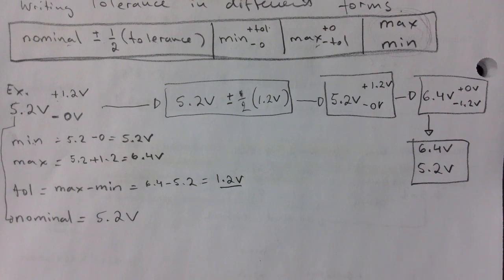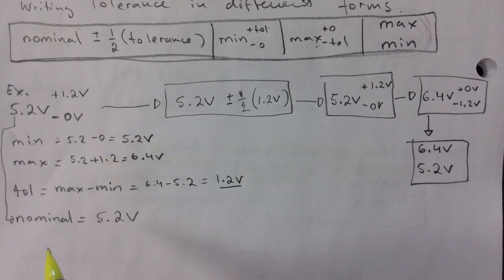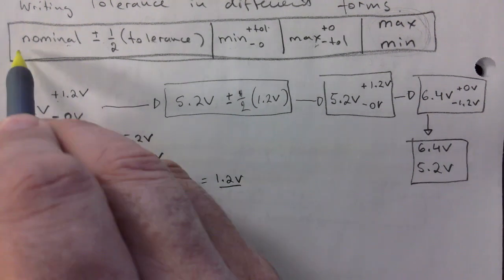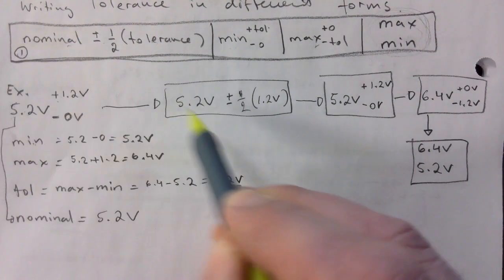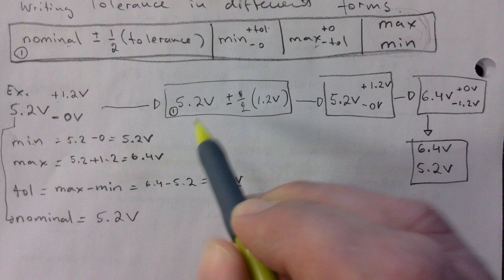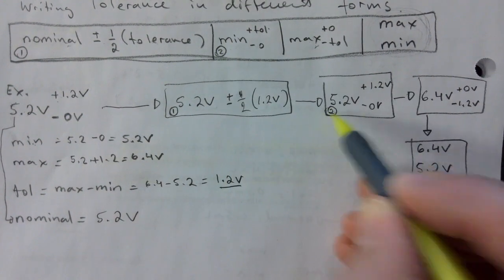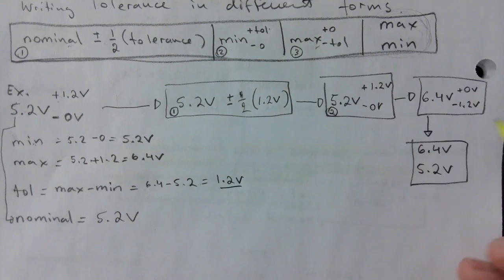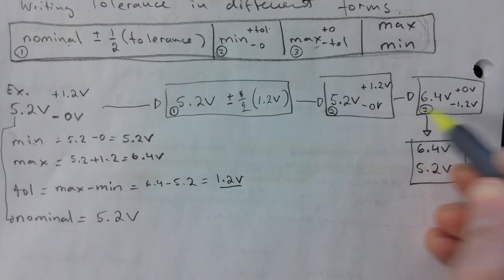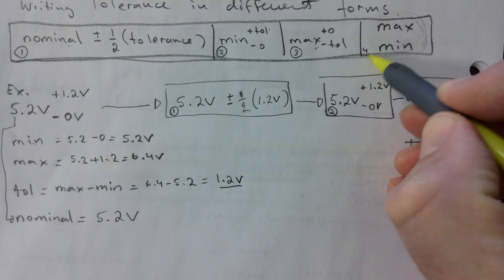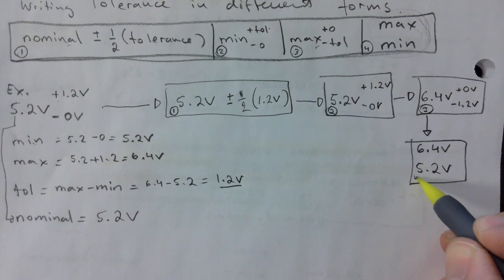How about if we put a little 1 here, this is format 1. If we put a little 2 here, this is format 2. A little 3, this is format 3. And this is 4, format 4.